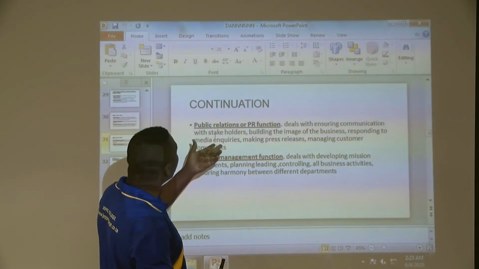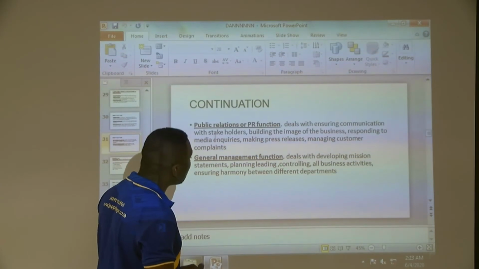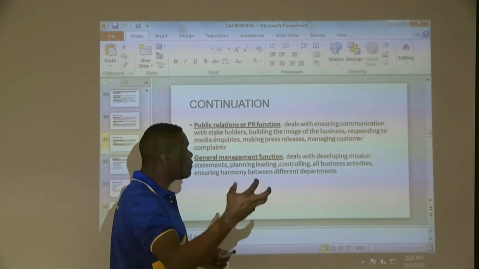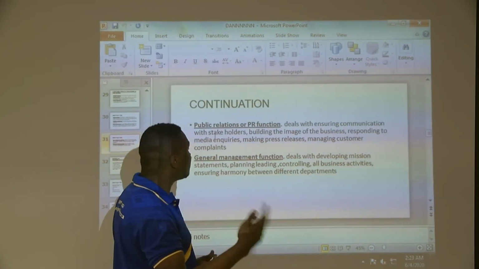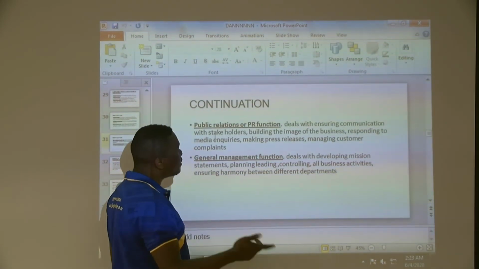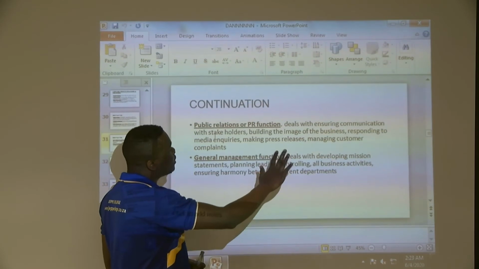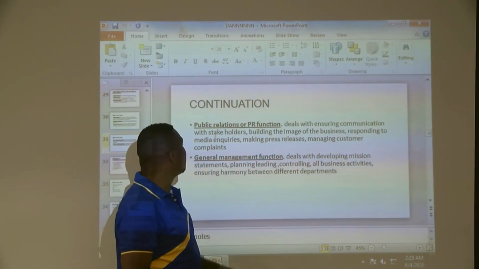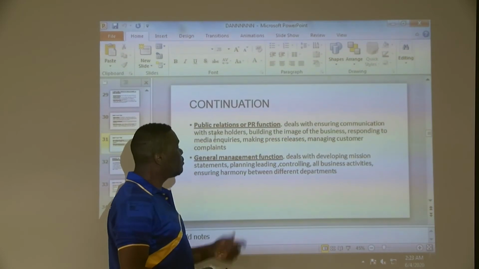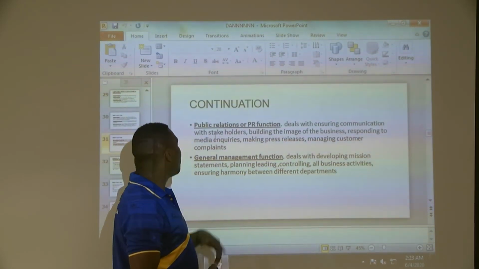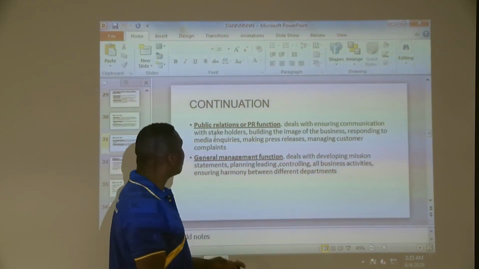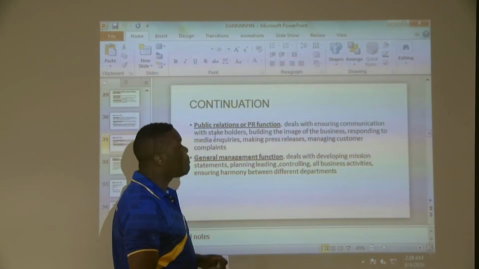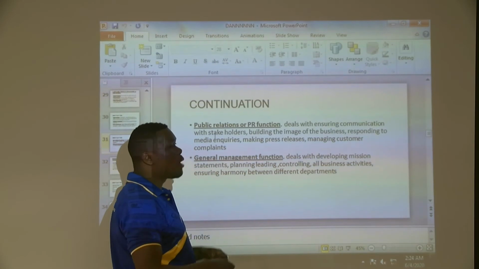Next, we will look at the public relations or the PR function. This is also another important department because it deals with specifically how to manage grievances from specific clients. So they are saying it ensures communication with stakeholders, building the image of the business, responding to media inquiries, making press releases, managing customer complaints. This is basically the public relations function or the public relations department.